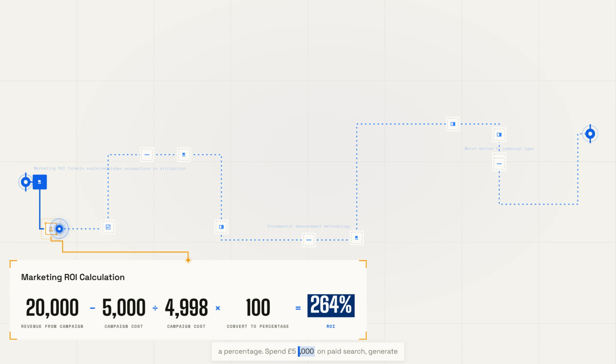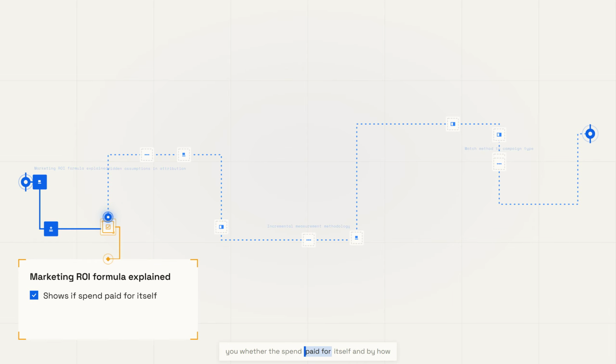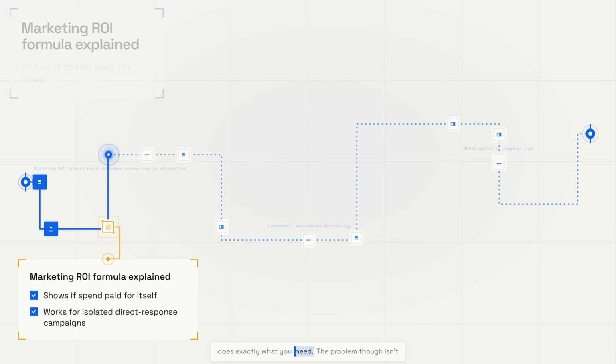Spend £5,000 on paid search, generate $20,000 in revenue, that's 300% ROI. It is a genuinely useful number. It tells you whether the spend paid for itself and by how much. For isolated direct response campaigns where every sale is clearly tagged to one channel, this formula does exactly what you need. The problem though isn't the maths, it's the assumption hiding inside it.